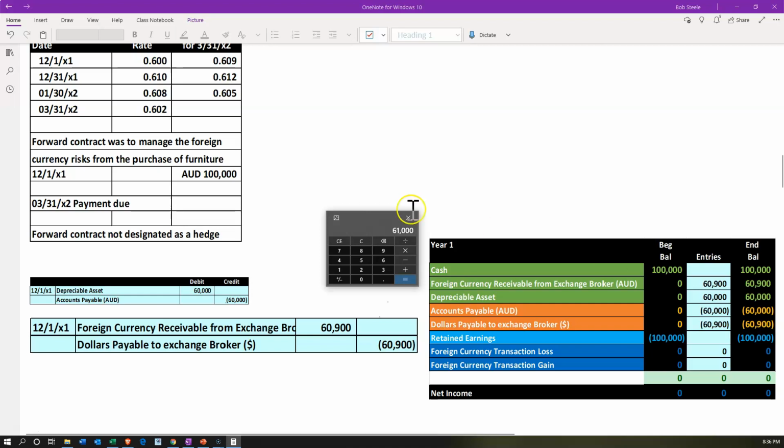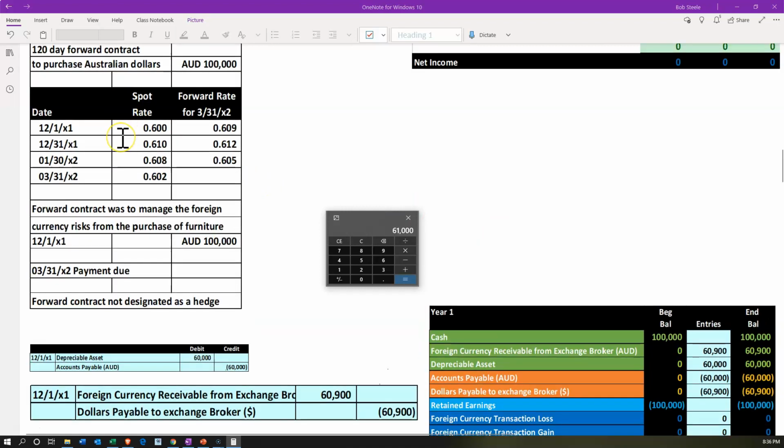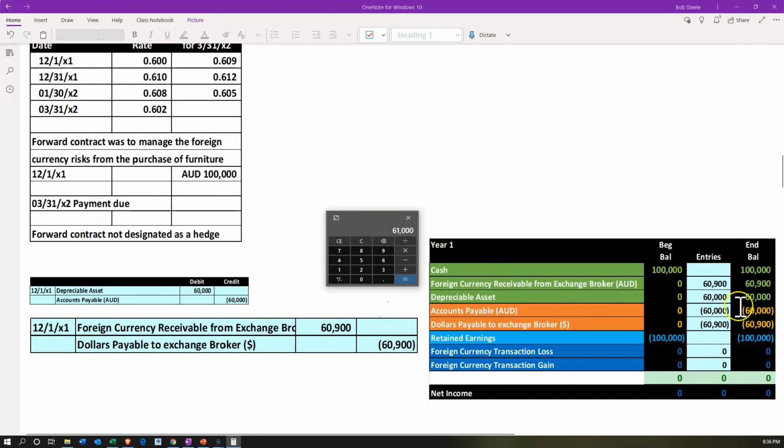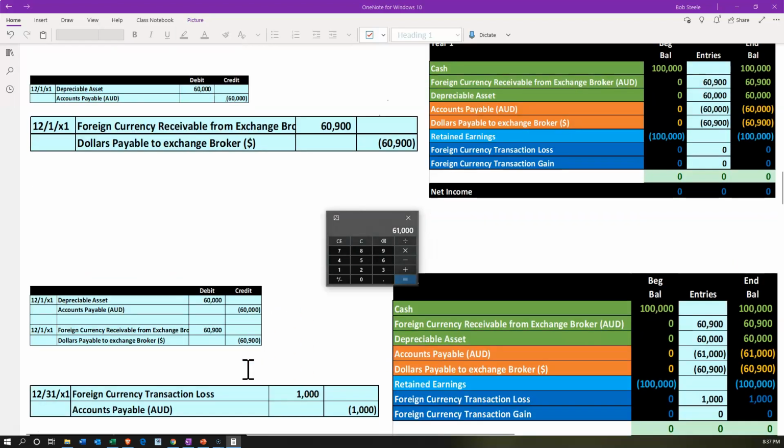We have a loss. Why? Because the spot rate was 1 Australian dollar equals 0.6 US dollars. Now 1 Australian dollar equals 0.61 US dollars. So 1 Australian dollar now equals more US dollars. Therefore, the Australian dollar got stronger, and we're going to have to make this payment. This is the liability side in Australian dollars, and we're going to be paying something that is more valuable than it was when we made the contract in the past. Therefore, we have a loss.